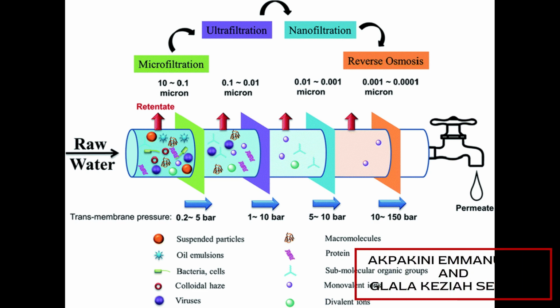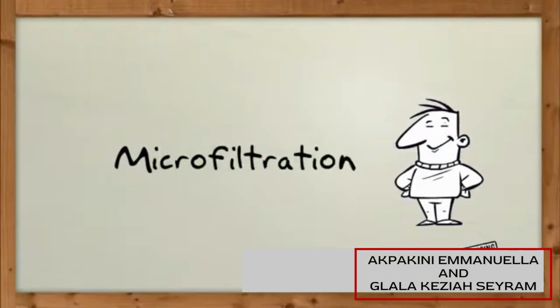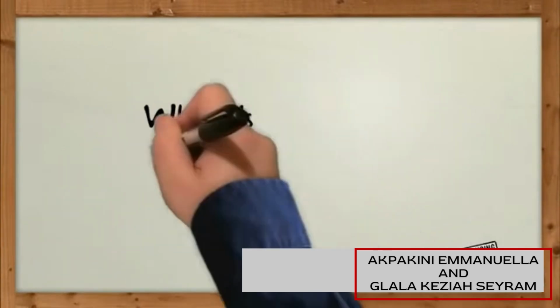Separation processes sometimes make use of membranes to filter out impurities in fluids. Some of these processes are microfiltration, ultrafiltration, nanofiltration, and reverse osmosis. In this video, we'll be talking about microfiltration. You might ask, what is microfiltration?